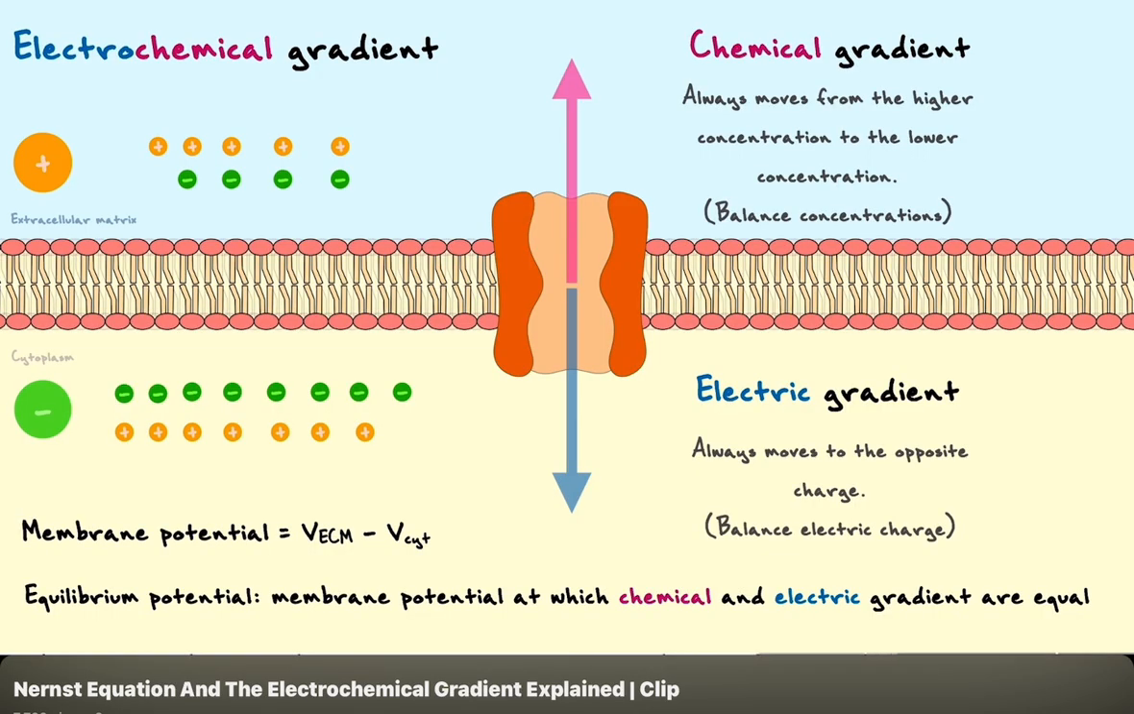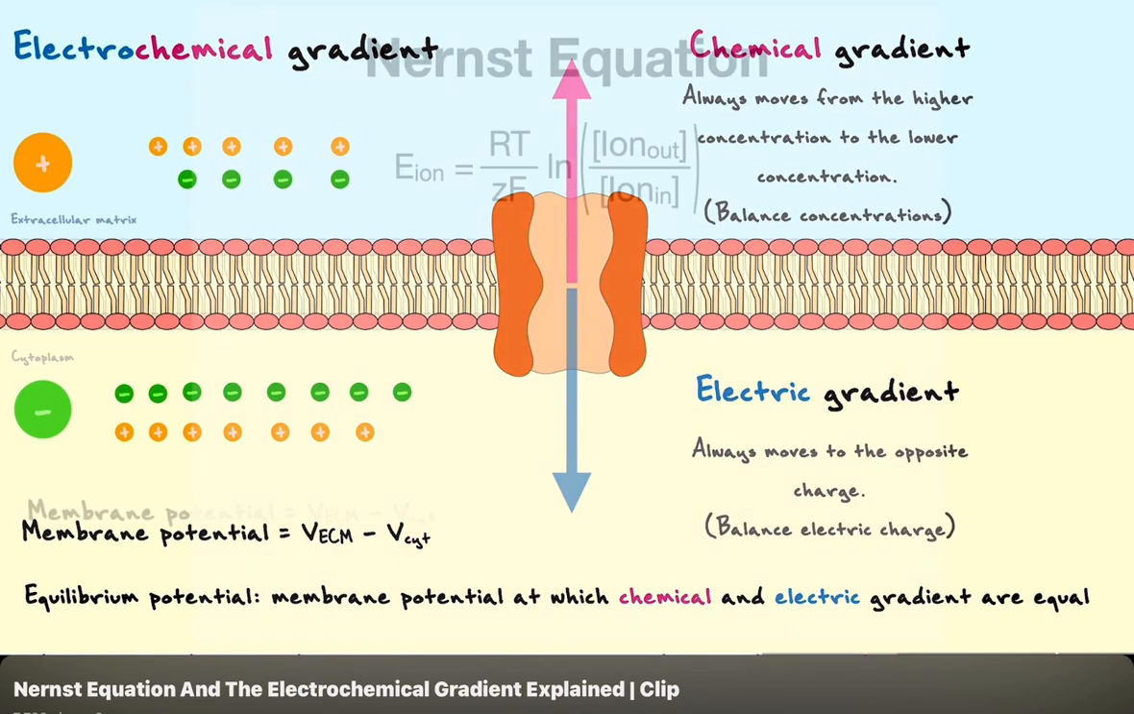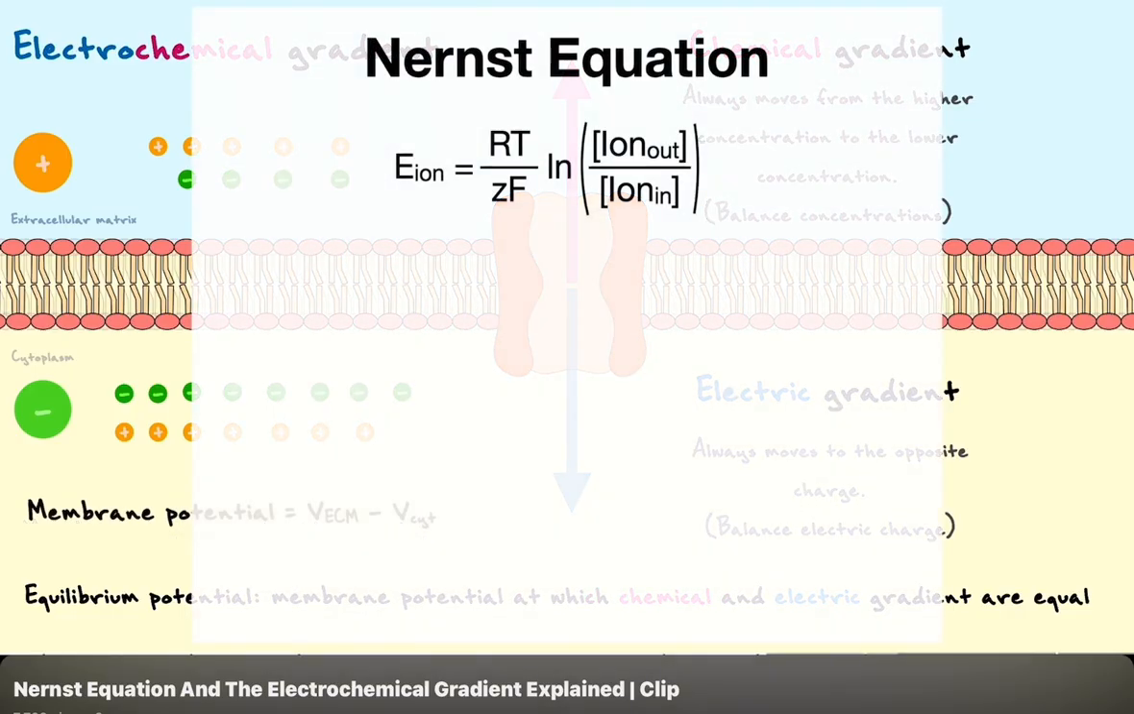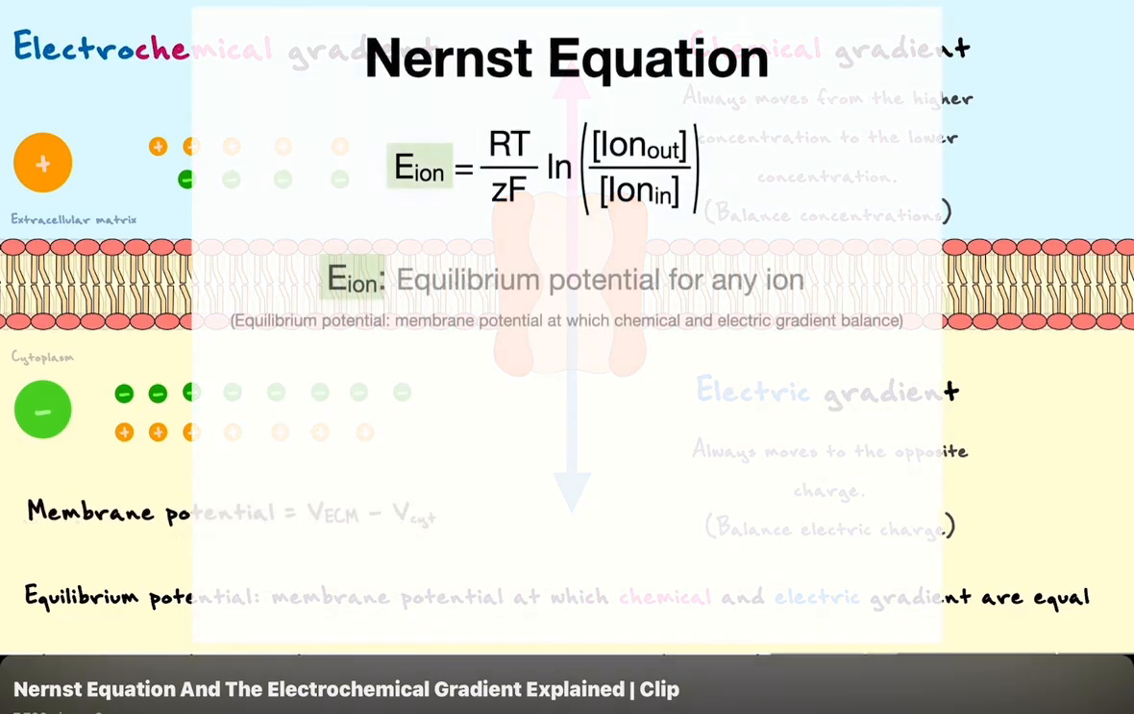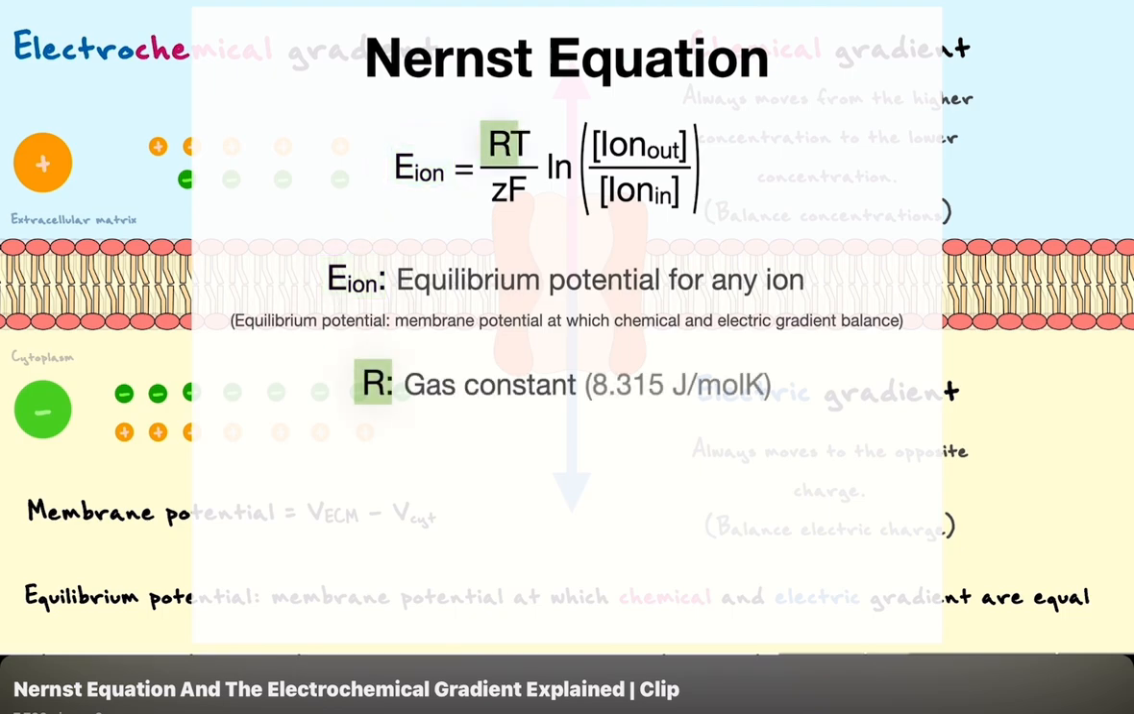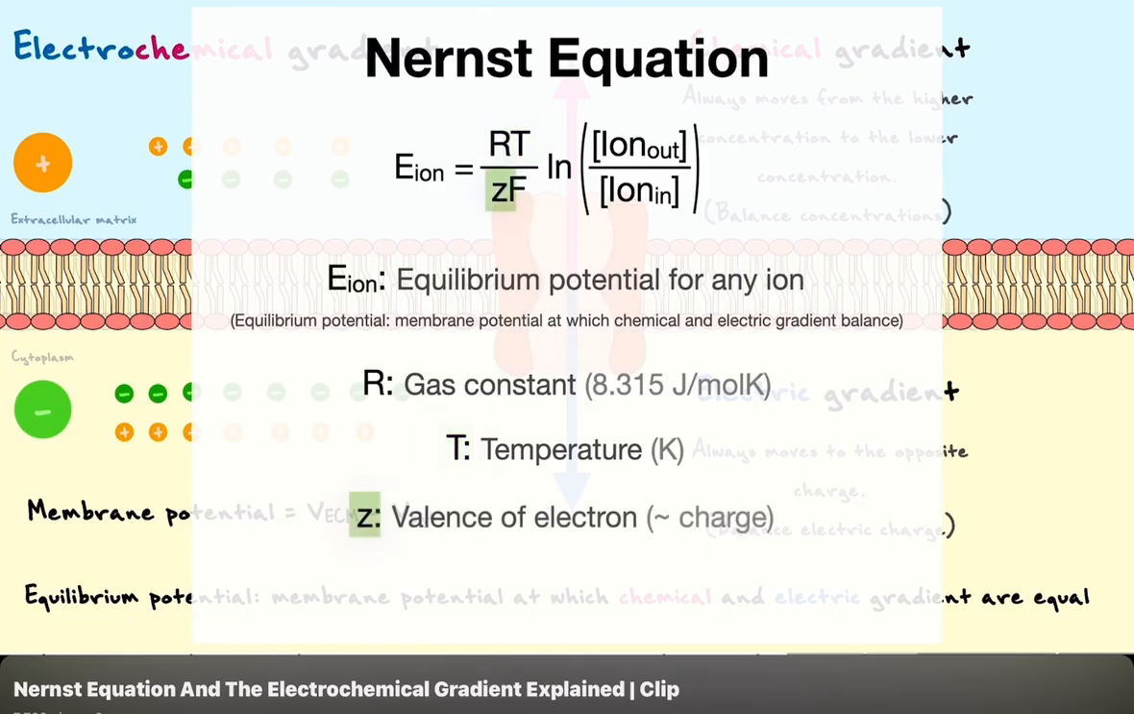The equilibrium potential for any ion can be mathematically computed with the Nernst equation. In this equation, the equilibrium potential for an ion is equal to the gas constant multiplied by the temperature in Kelvin divided by the valence of the ion, which is essentially its charge, multiplied by the Faraday constant, and all of this multiplied by the natural logarithm of the outside concentration of the ion divided by its inside concentration.